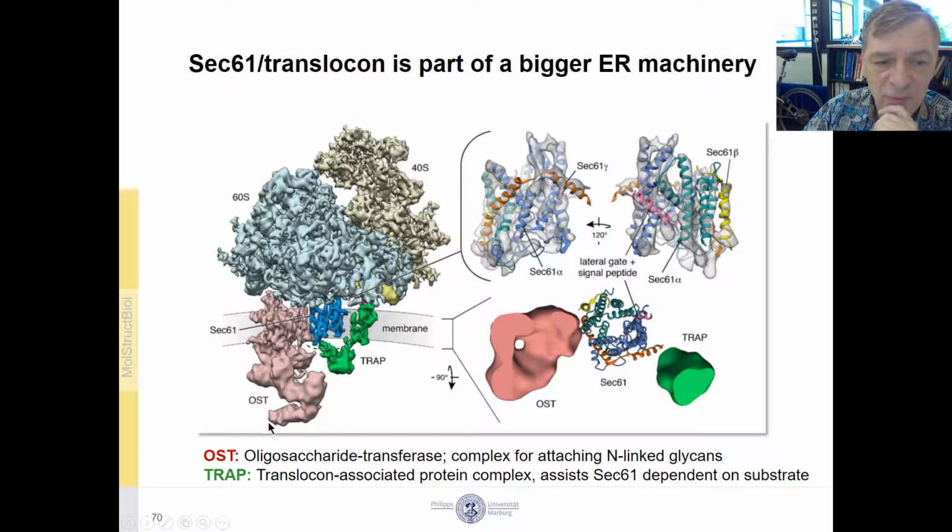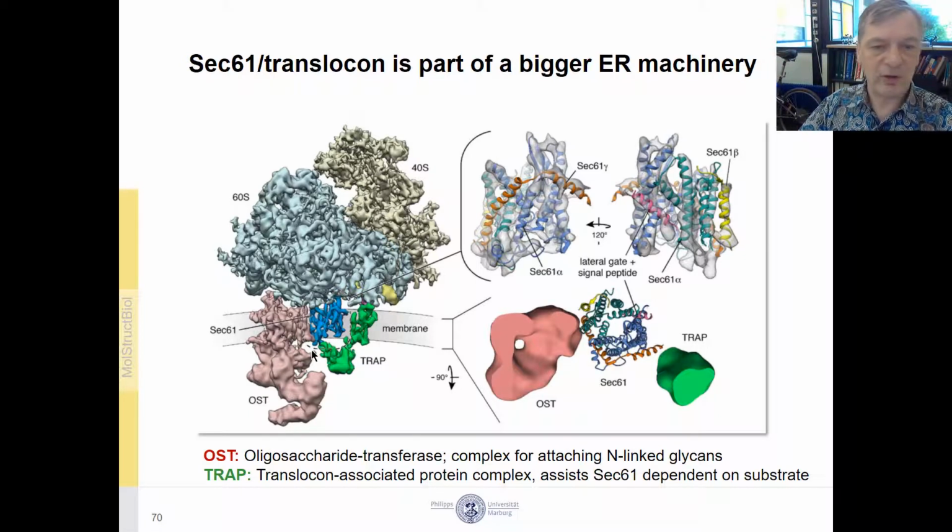Another very large complex, the OST complex, has also been very recently structurally resolved in detail. It is the oligosaccharyltransferase. This is a protein complex that recognizes asparagines as part of an NXT or NXS motif. These asparagines, when they come close here now to the OST complex, get the oligosaccharide glycan to make a true N-linked glycan antenna attached to them.